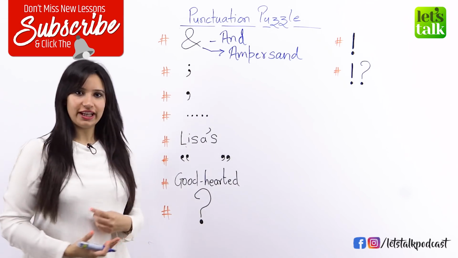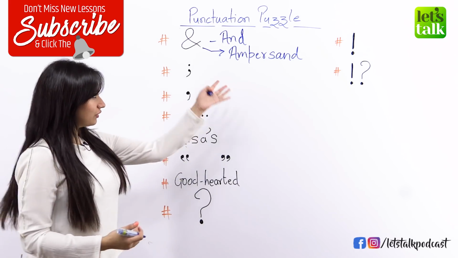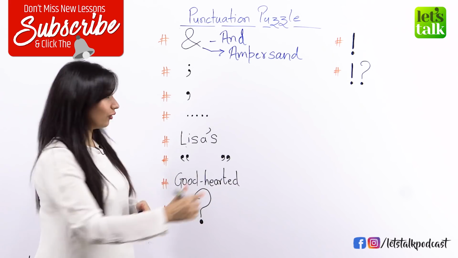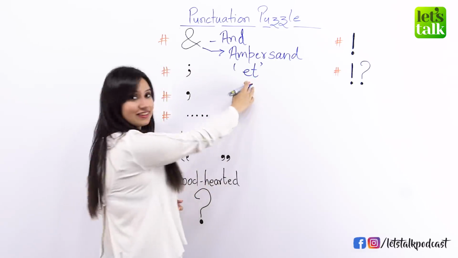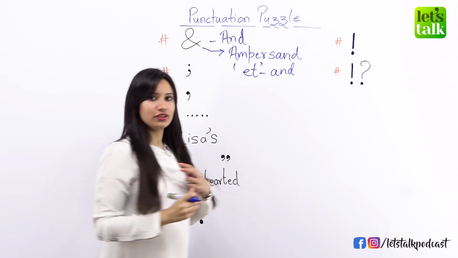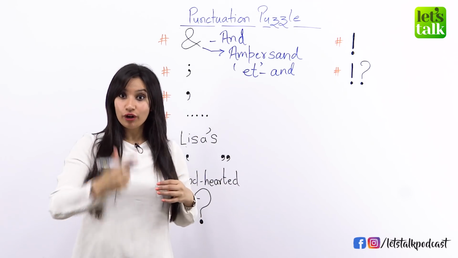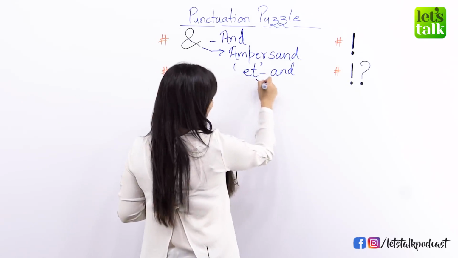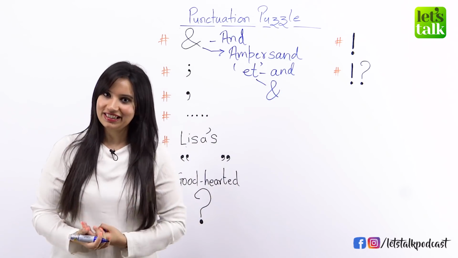And why is this called an ampersand? There's a very fascinating history behind it. This word is originating from Latin, all right? In Latin, et means and. And the Latin scribes used to write et in a hurried way, very quickly. So ultimately, their et actually became something like this, which now means an and.